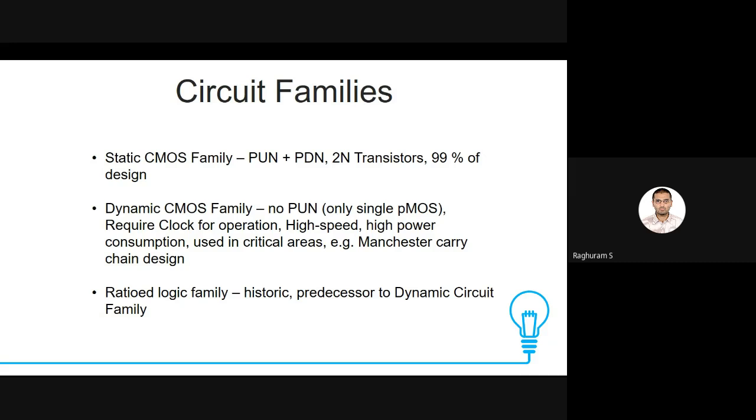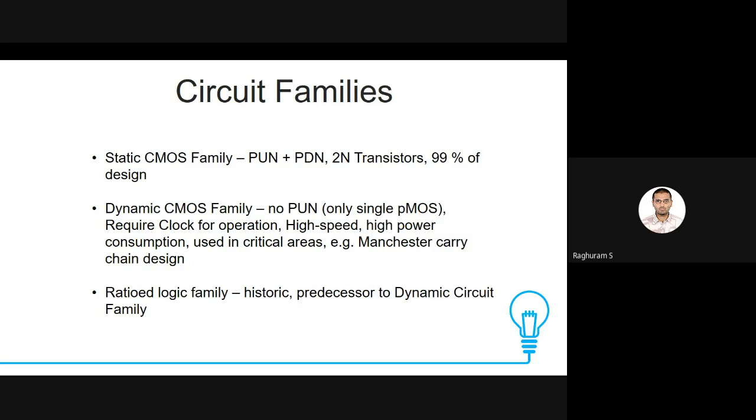And finally, we have one more family, which is sort of historical. The static and dynamic you will find in all practical circuits. If you take any circuit, maybe around 98% of the gates will belong to static CMOS, and maybe around 2% will be dynamic. Okay, there will be 0% ratioed, and the reason for that is this is largely historic. It is sort of a part of the evolution, and it also helps us in understanding dynamic CMOS easily.